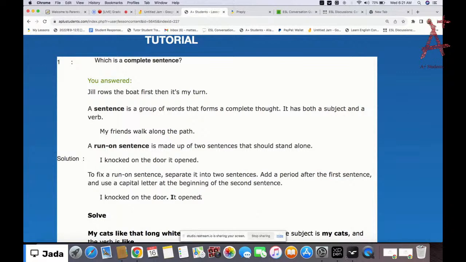All right, so that's all about it for a run-on sentence. I knocked on the door, it opened. I just want you to take note that a run-on sentence will have two sentences joined together that are meant to be separated.